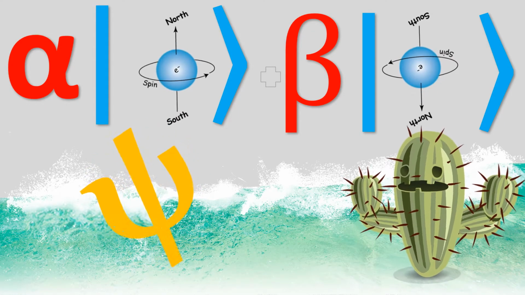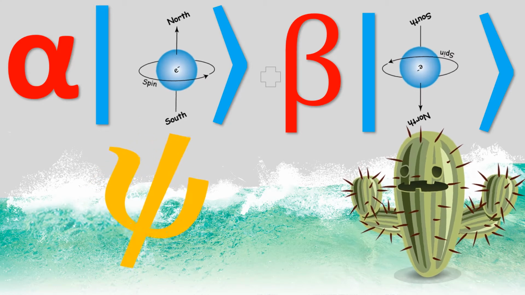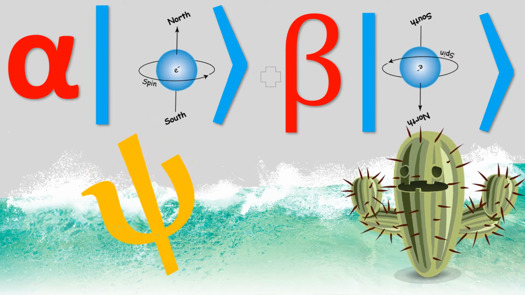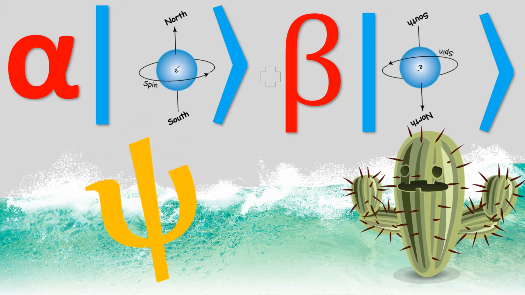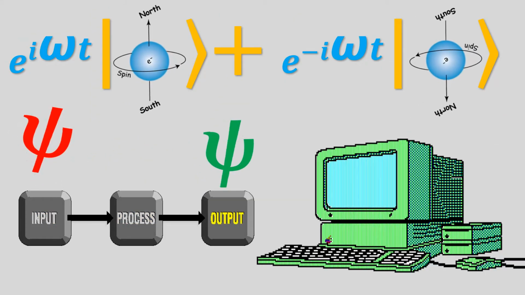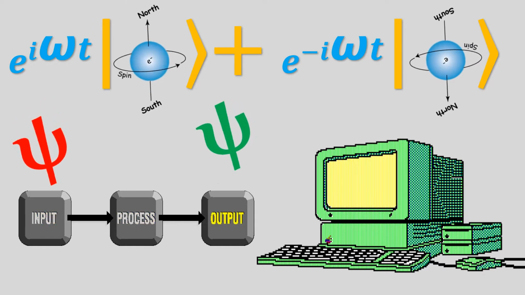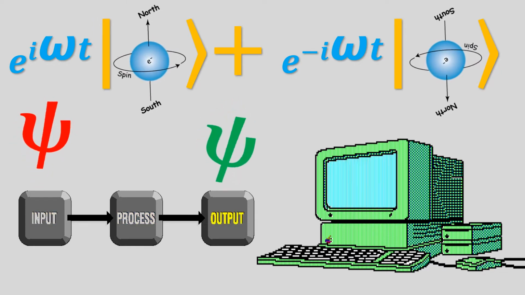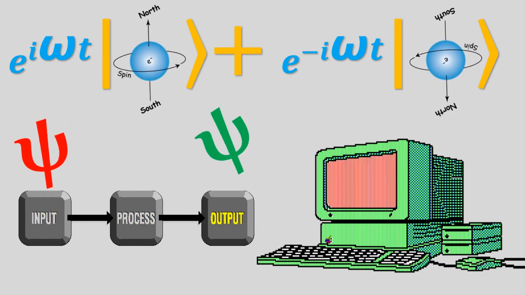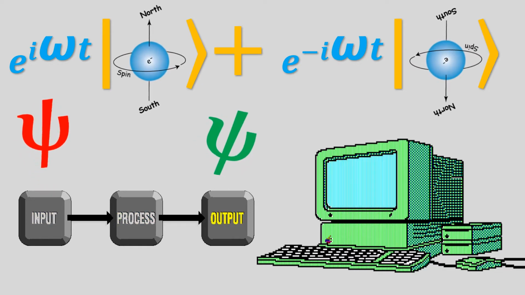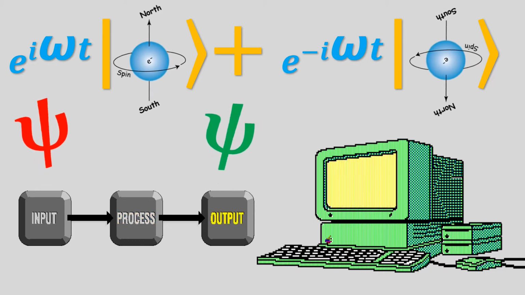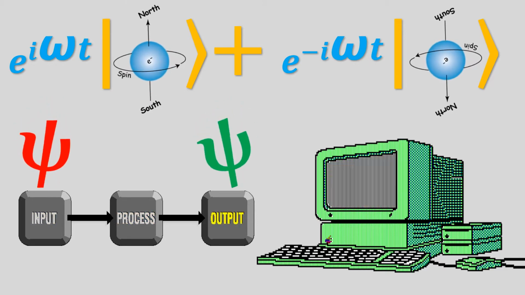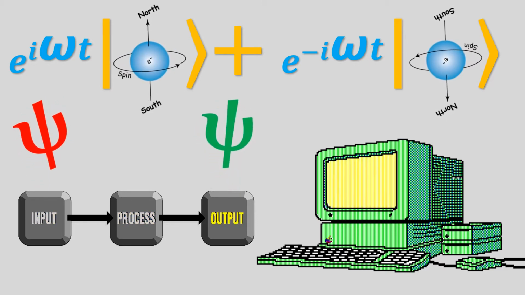We all have learned the concept of wave function in quantum physics, which is a superposition of all possible outcomes. Quantum programming works in a similar fashion to classical programming. It consists of three stages: input, process, and output. In quantum programming, output and input are both wave functions.